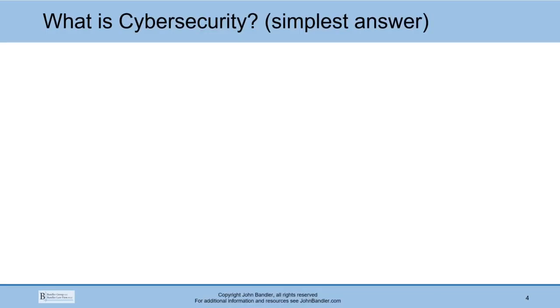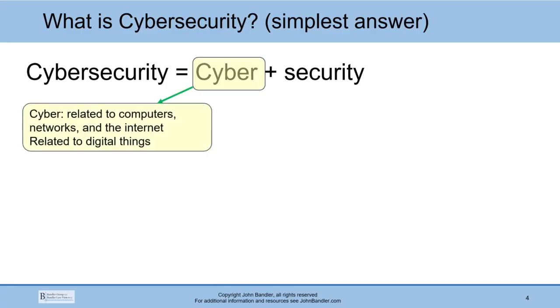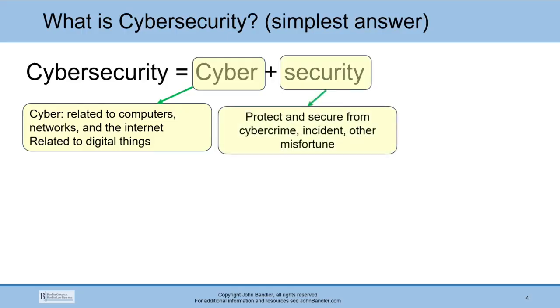So what is cybersecurity? Cybersecurity is cyber and security. What's cyber? Cyber is things relating to computers, networks, and the internet. It's related to digital things, right? We hear cyber all the time. It's attached to all kinds of words now. And what does security mean? It means to protect and secure from cybercrime, an incident, or some other misfortune. So that's the basics of cybersecurity.